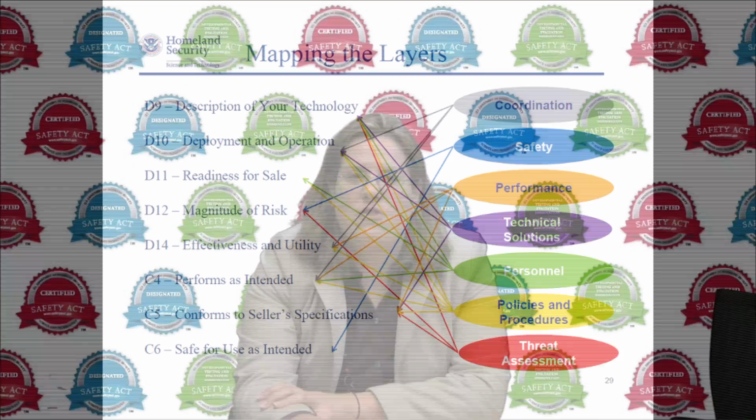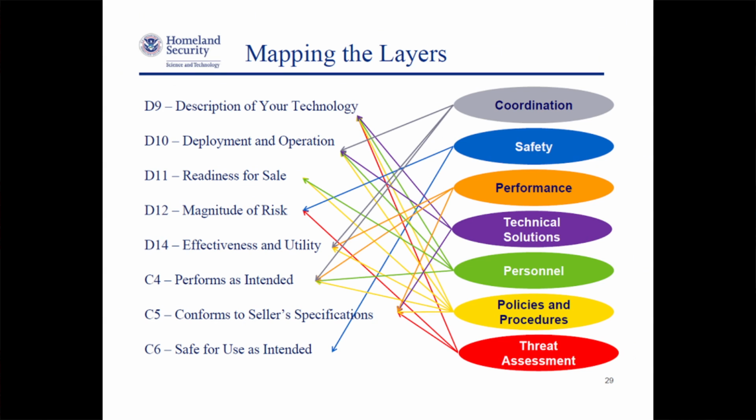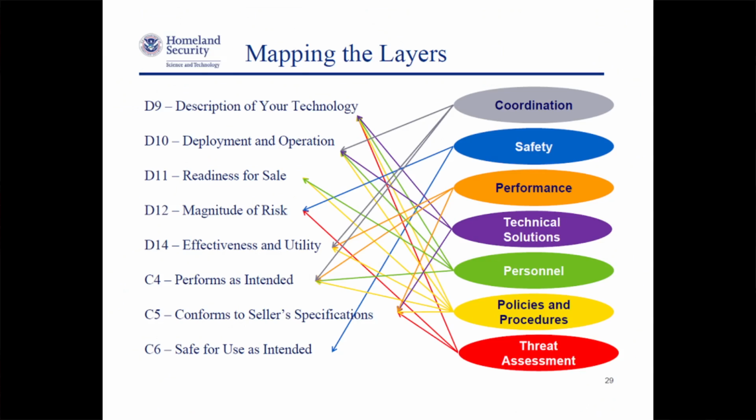D12 asks you to describe the risk to the public should your technology not be deployed. This is where your threat assessment and safety procedures can come into play, and where you can talk about the anti-terrorism aspects of your technologies. D14 is where you can supply measures of effectiveness, which can be supported by performance and your policies and procedures.